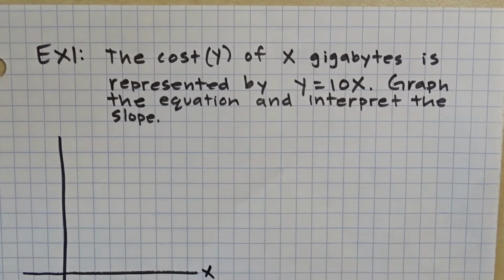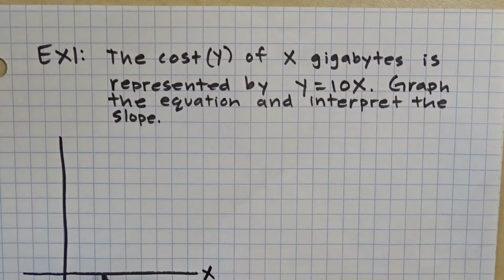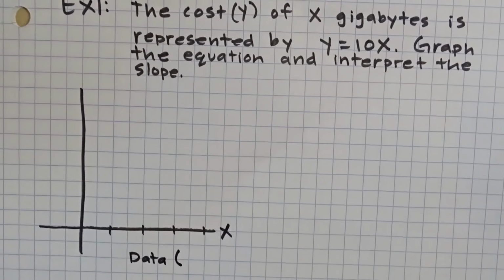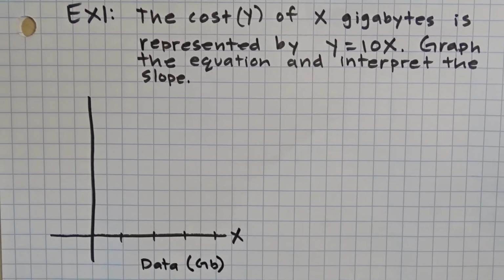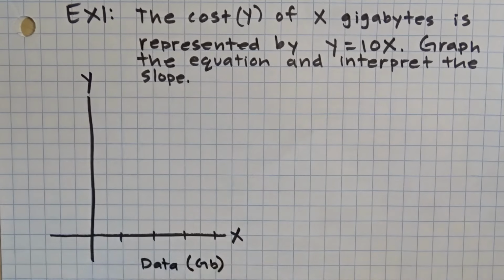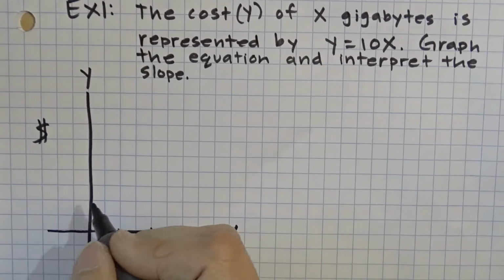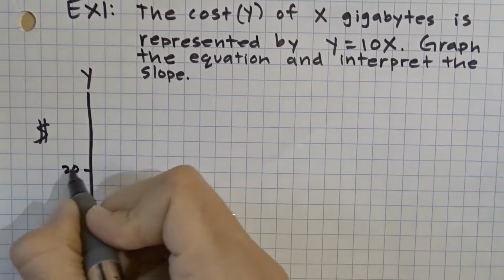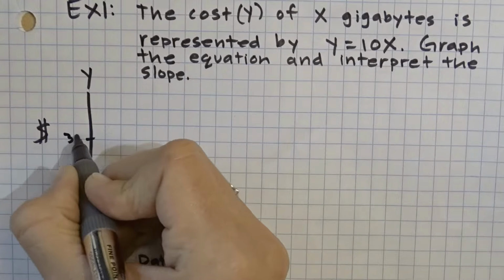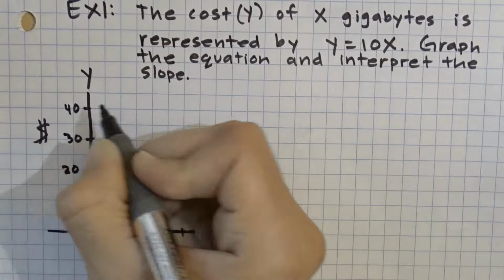Say this is x, and let's make this 1 gig, 2 gigs, 3 gigs, 4 gigs. So we'll just say this is the data in gigabytes. And on the y-axis, we'll have the cost that we pay, and we'll say in increments of 10. 10 bucks, 20 bucks, 30, 40, etc.